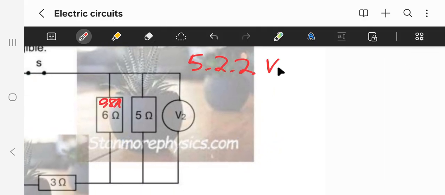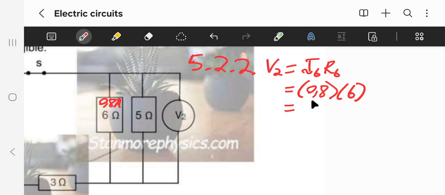So we can use the formula V2 is equal to the current on the 6 ohm resistor multiplied by the resistance of 6 ohms. This 6, guys, is showing that I'm working with the 6 ohm resistor. So the current on the 6 ohm resistor is 0.8, and the resistance there is 6. If I multiply these two numbers, the answer I'm going to get is 4.8 volts. So this is how I'm going to get my V2. All right.